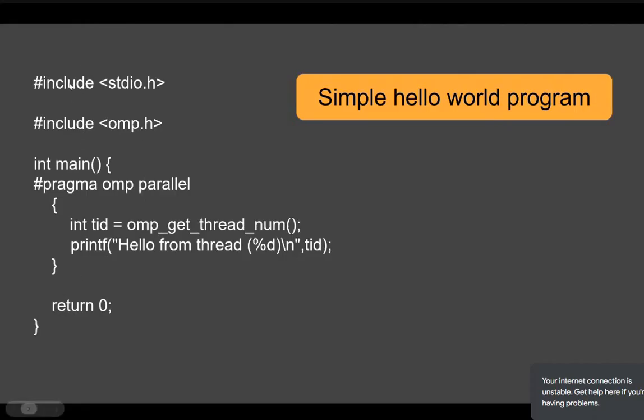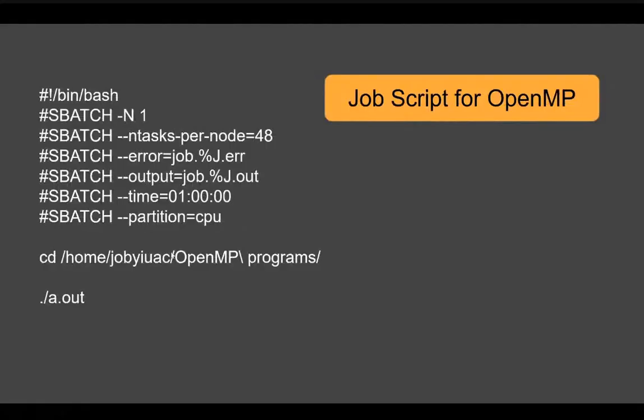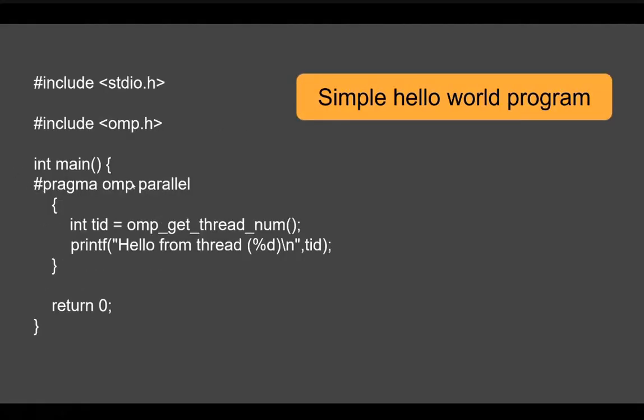So here I have a simple OpenMP program, a simple hello world program, nothing too complicated. The only difference from the C++ program is that now I have a pragma omp parallel here. This is what creates the threads, and I have the thread ID just to get the ID of each thread, and then I'm printing from that thread.